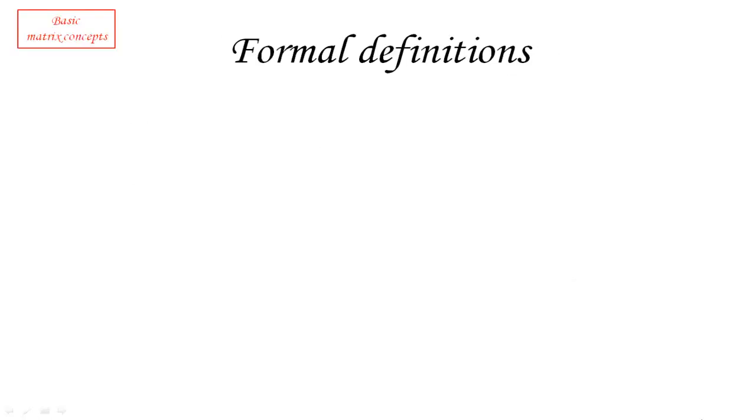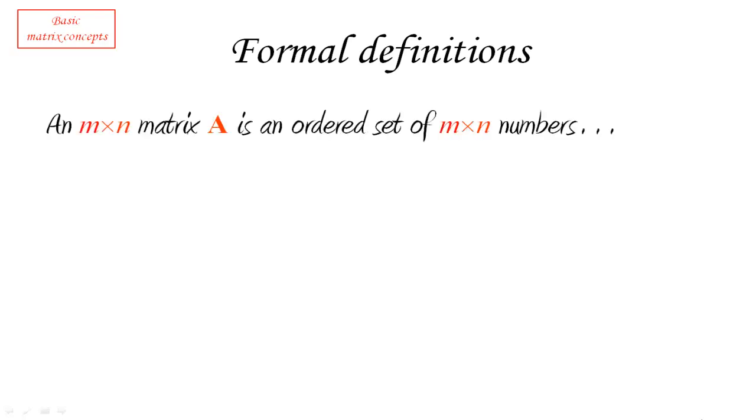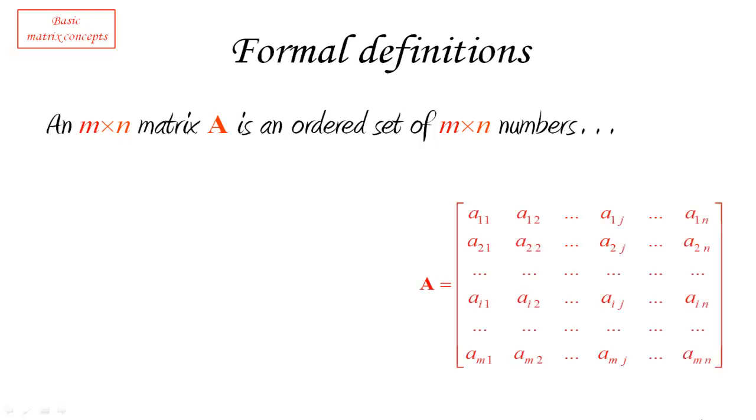And speaking of words, let's start with some formal definitions. We just constructed a matrix by taking a system and doing some things to it and then calling what we ended up with a matrix. But let's give a formal definition. Let's say that an m by n matrix A is an ordered set of m by n numbers, where of course m and n are two whole numbers. So it's something that looks familiar, isn't it?